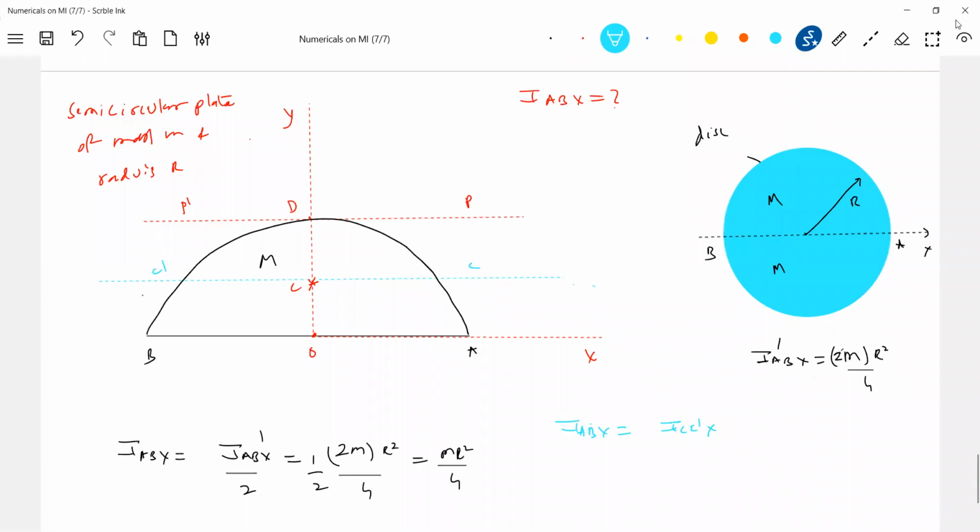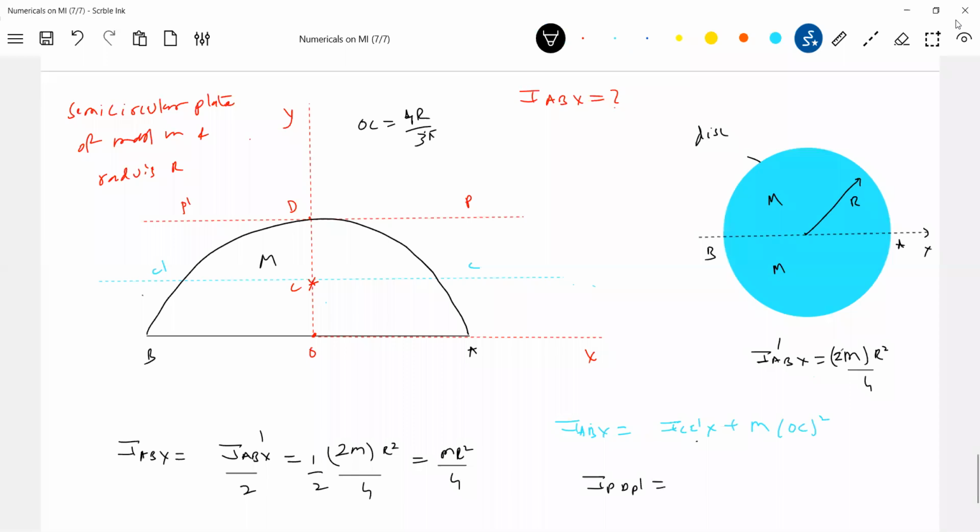I_CC dash X plus M into, what is it for the semicircular plate? Anybody? 4R by 3 pi. For a semicircular plate, where is the center of mass? It will be 4R by 3 pi. For a semicircular wire it will be 2R by pi. There is a use of the center of mass here. So substitute; now we know I_ABX from here, so you'll get I_CC dash X.